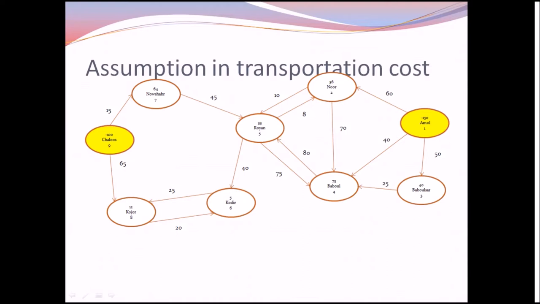Here we can see the existing roads between nodes with their distances. You might ask why some of the nodes are connected to each other with just one direction arrow. Is there anything missed here? No, nothing is missed. To answer this question, another assumption will be disclosed.